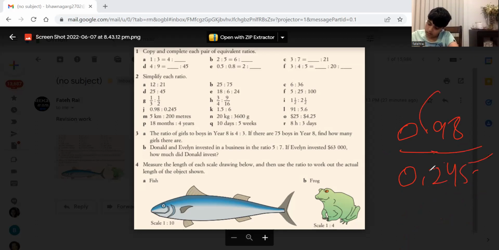Remove the decimal, 2 zeros. Remove the decimal, 3 zeros. The 2 decimals will cancel out. It will be 980 over 245. Now both can be reduced by 5. What? Both the numbers can be reduced by 5. Yes. So do it.